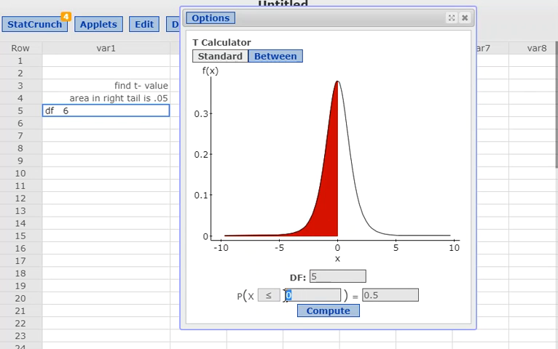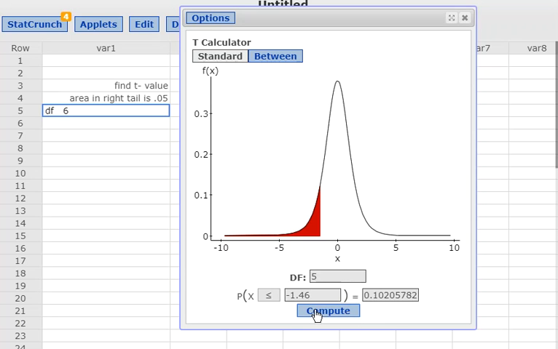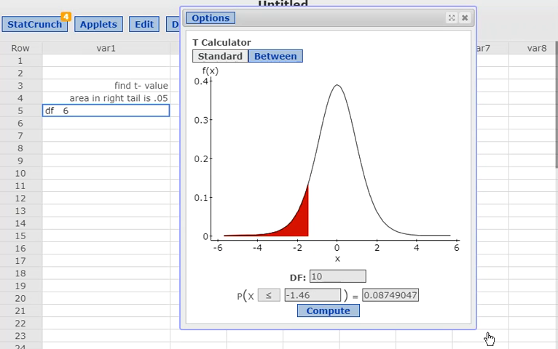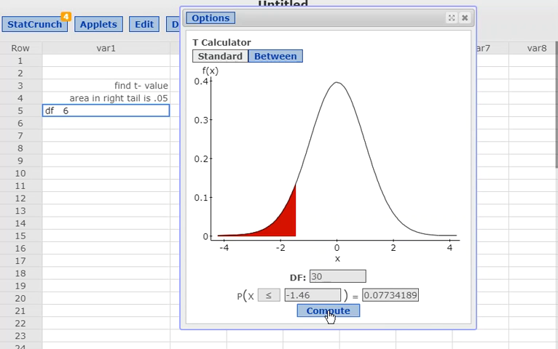But what if I put in something like a negative 1.46 and I compute that? If I change the degrees of freedom to 10, if I change the degrees of freedom to 30, you notice that the percentage changes because the graph changes.